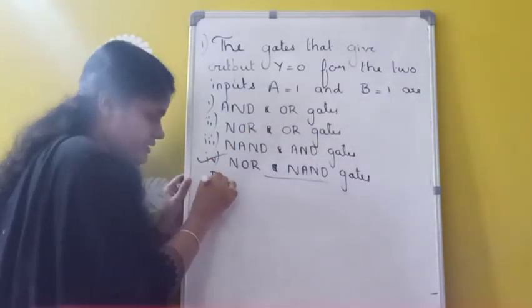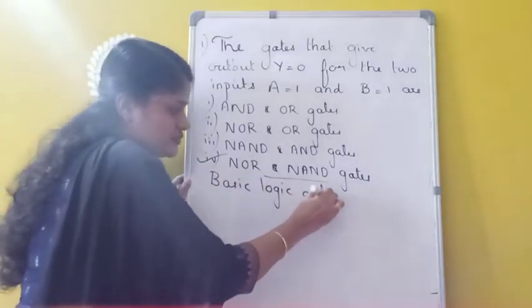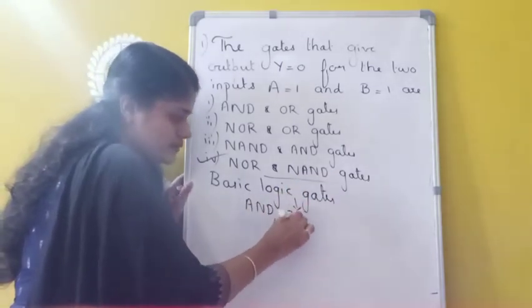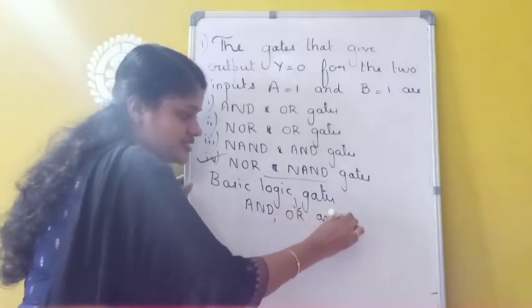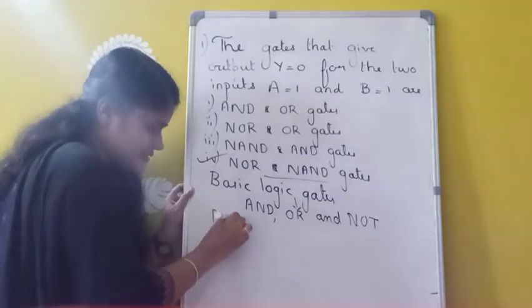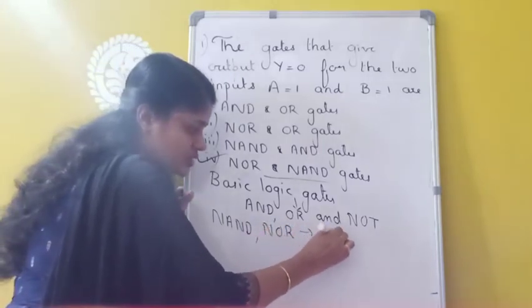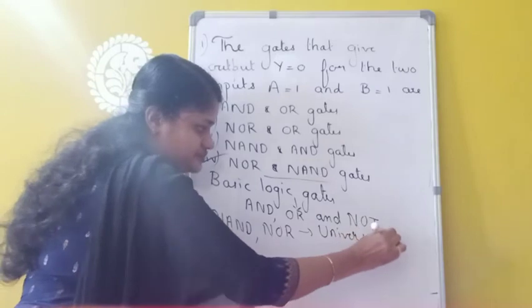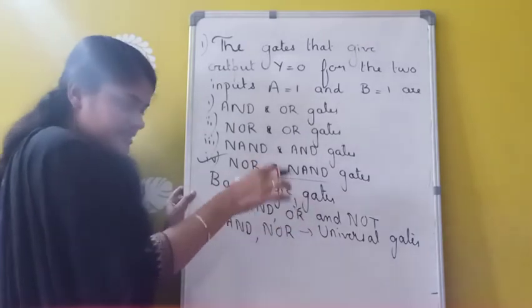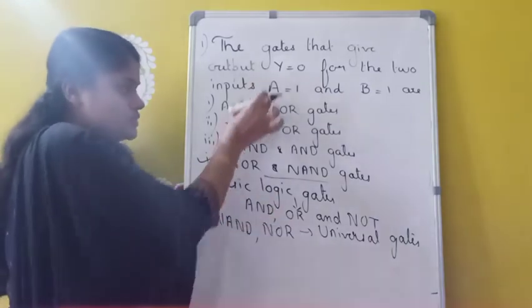So the three basic logic gates are AND, OR and NOT. And NAND and NOR gates are considered as universal gates, because all these basic logic gates can be created using which ones? This NAND and NOR. That is why they are called universal gates. Okay.